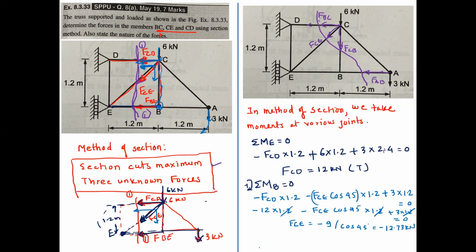Clear? So by method of joint or method of section, we get the same answer. Out of these three, we have calculated CD and CE. Now BC is unknown, so we have to calculate BC. By the zero force principle, FBC is equal to 0. So there is no need to apply the second section. Clear?